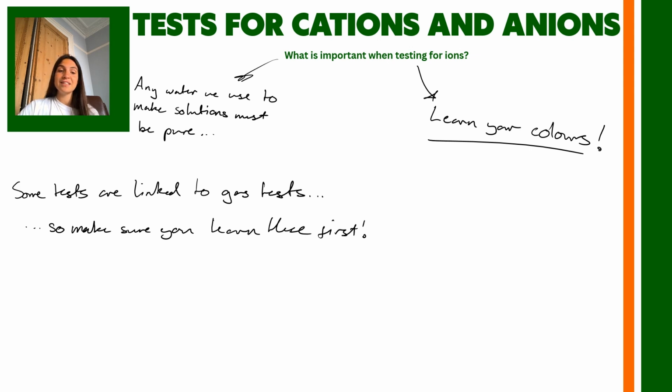Some tests are linked to gas tests. So, for example, when you're testing for carbonate ions, you're checking that there's carbon dioxide, and so you would be using that gas test as part of your test for carbonate ions. So make sure that you definitely learnt those as well and are confident on those to help you.